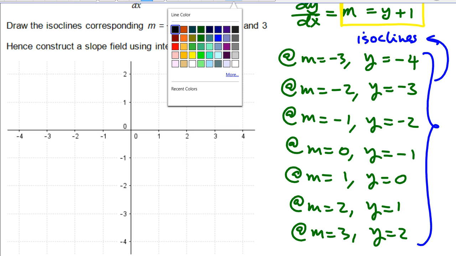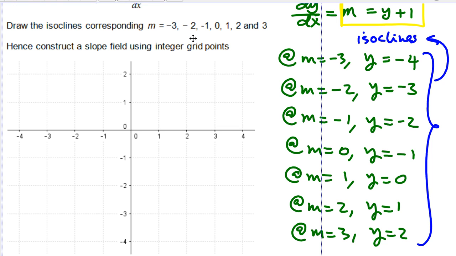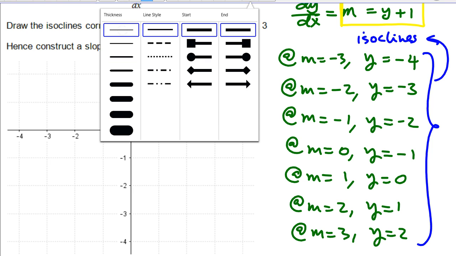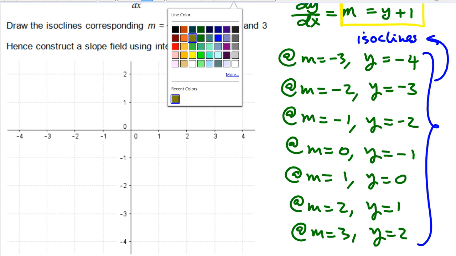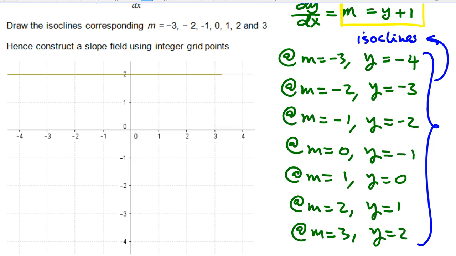Back to my diagram. Thickness, color, that is fine. That will be my first one. That is y is equal to 2. And then this will be my next one. There's another one here. There's another one here. There's another one here.